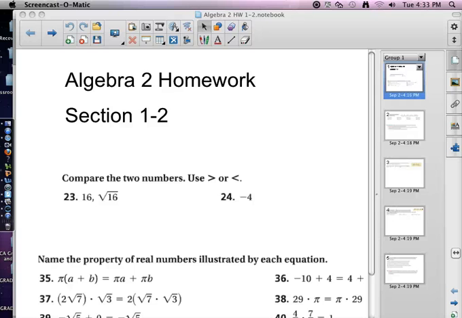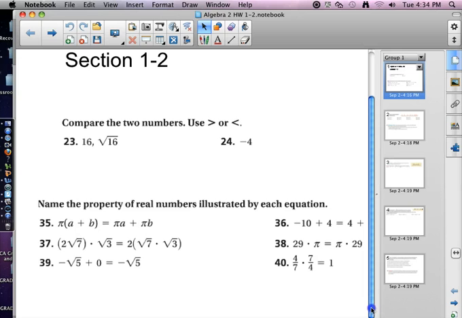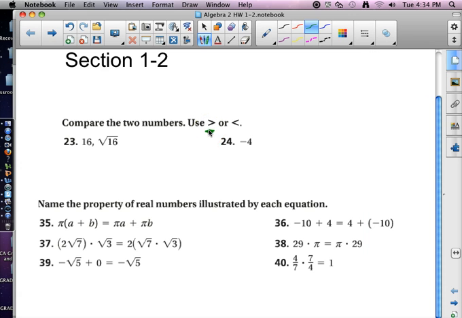These are the most frequently asked questions for algebra section 1.2, and it's never so much because you don't know how to do the math, but more because the instructions confuse people. So as we're looking at number 23 here, it says we're supposed to compare these using either the greater than or the less than symbol.